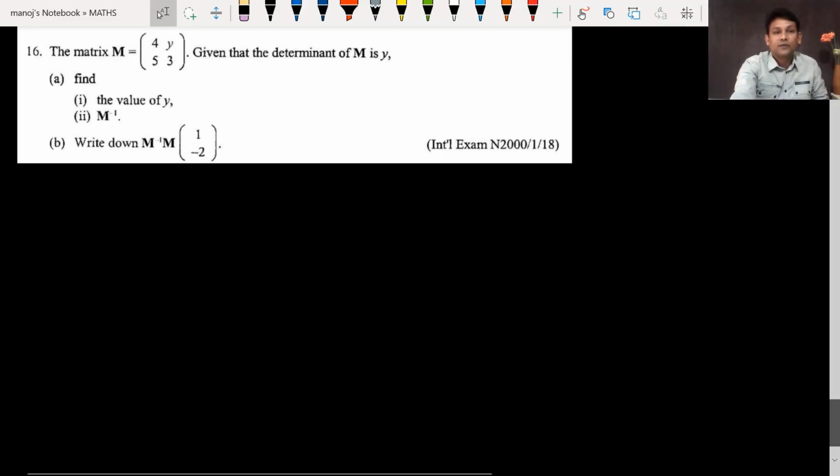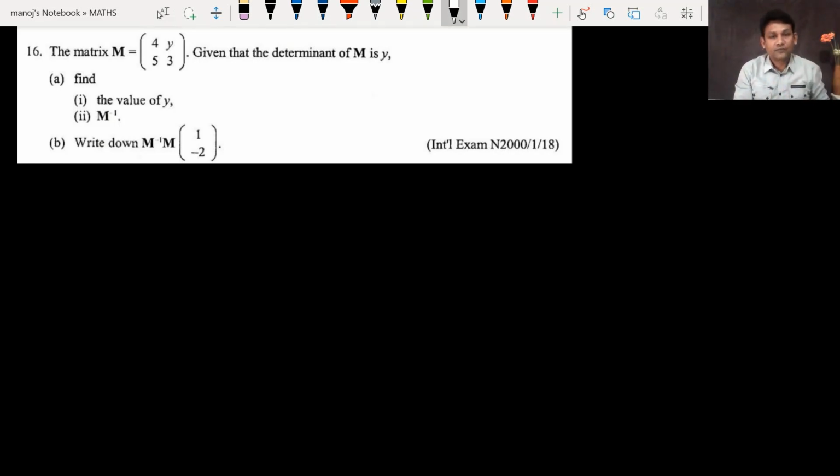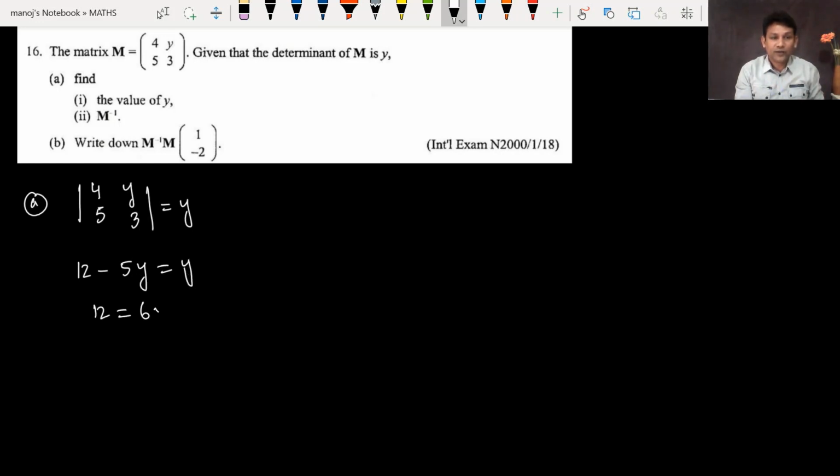This is the last question, internal examination of CAIE 2000 paper 1 question number 18. Maybe that will be a different question. Let's see. M is this, given that the determinant of M is y, the same condition. The determinant of this matrix 4, 5, y, 3 is y. So we are having the question like this: 12 minus 5y is equal to y. This is coming 12 is equal to 6y, and y is equal to 2, and we have done it.